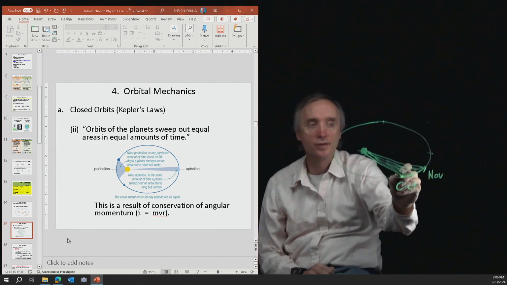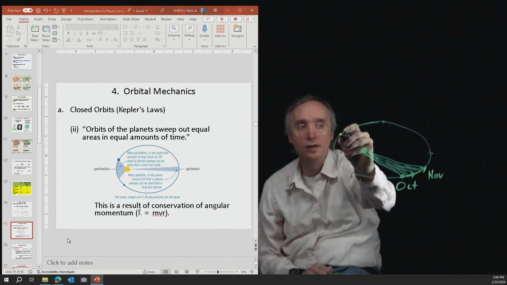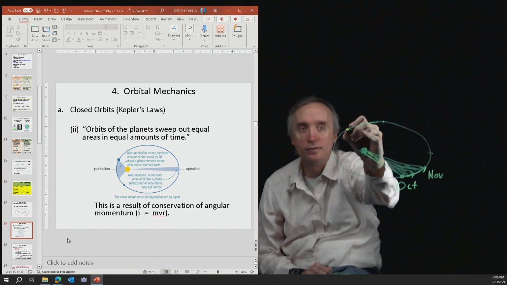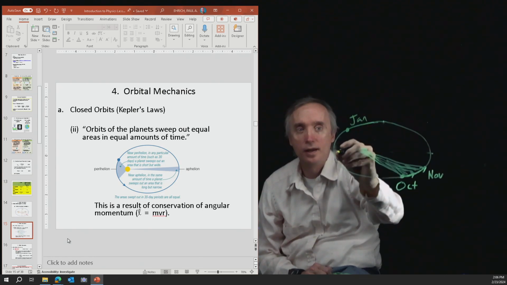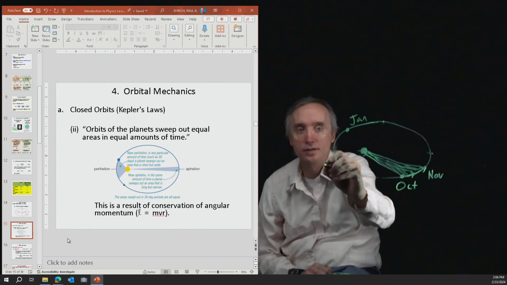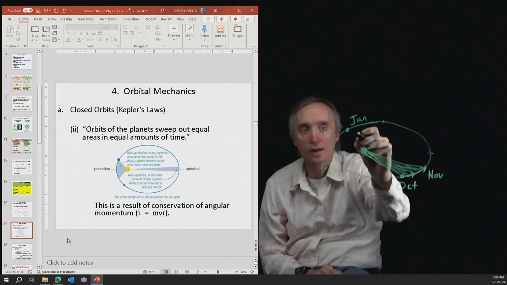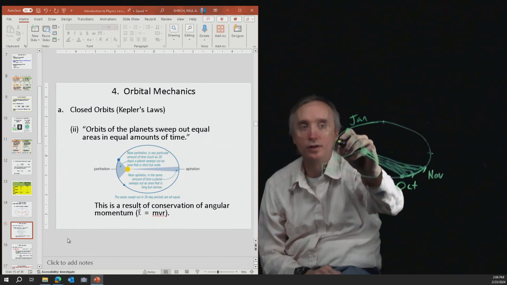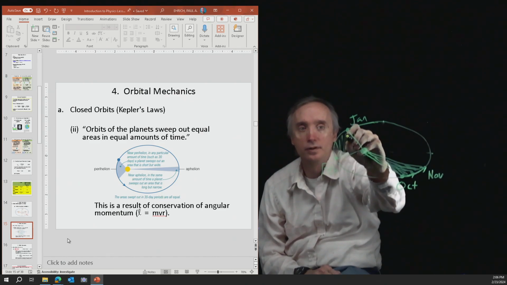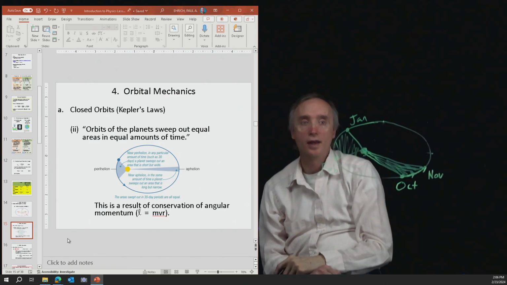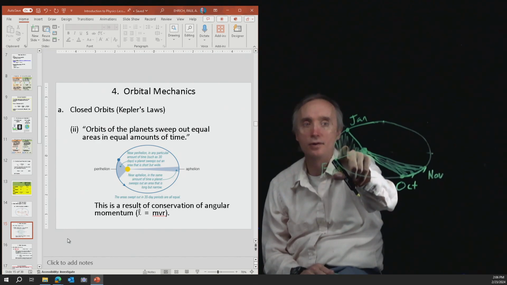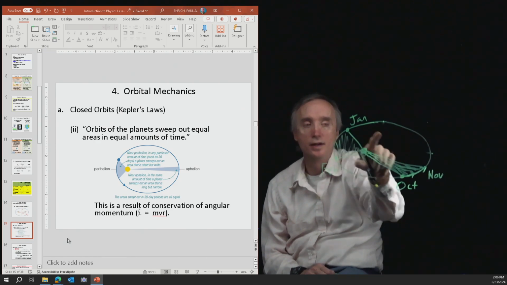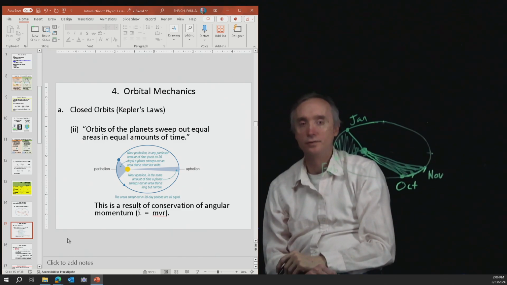All right, now let's let the planet orbit over to here. Let's say, for the sake of argument, that this is January, and this is February over here. Again, we could connect it like that, and calculate the area in here, and lo and behold, this area would be exactly the same as this area over here.